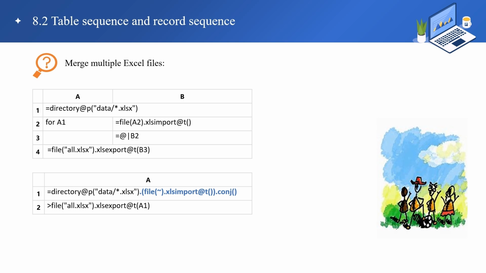This code requires that the merged Excel files have the same data structure, i.e. the same columns. In fact, a record sequence does not require that all member records have the same data structure. There will be no problem as long as there is no error when referencing fields. However, this situation is very rare, and we won't give an example.